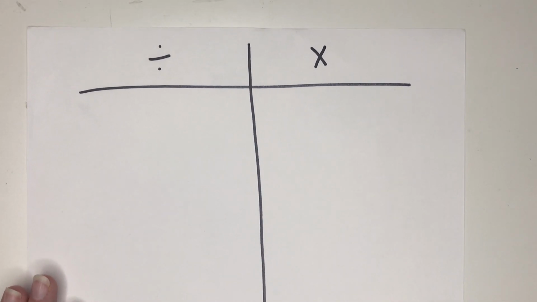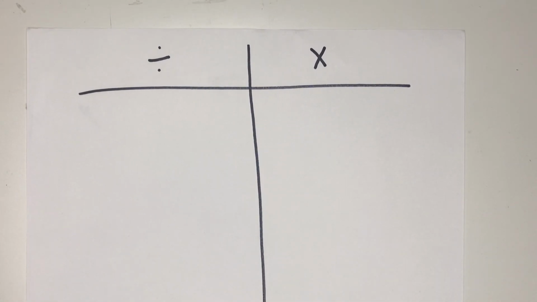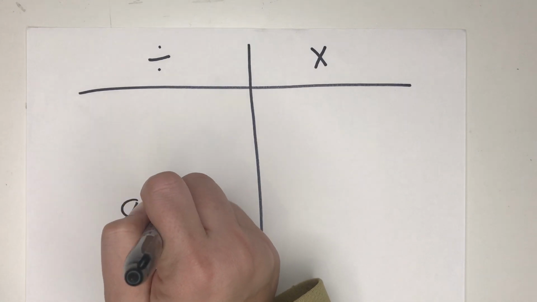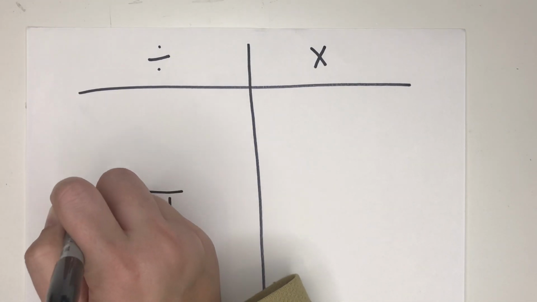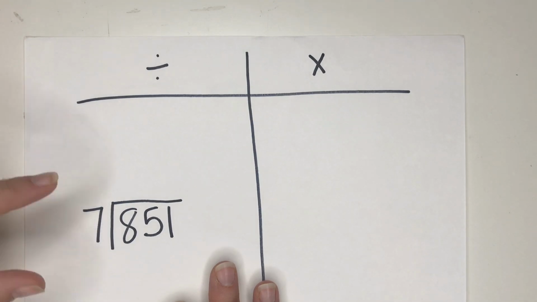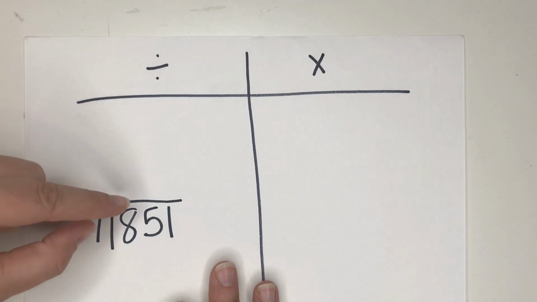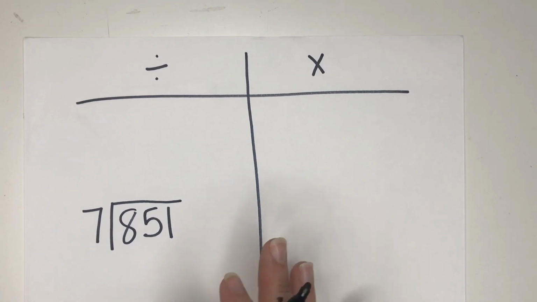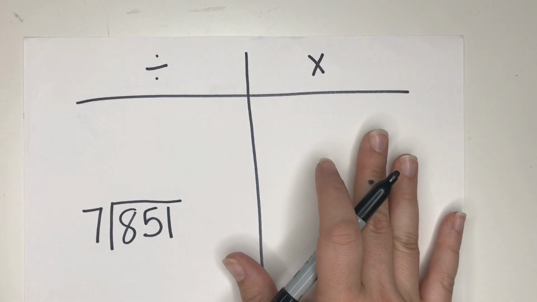All right, I have my two-column notes all set up and I am ready to start dividing. We are going to be dividing 851 divided by 7. If you notice, I draw my problem a little bit further down below my line because I want room to add up my quotients together. And again, I will be doing multiplication on this side to check my work.